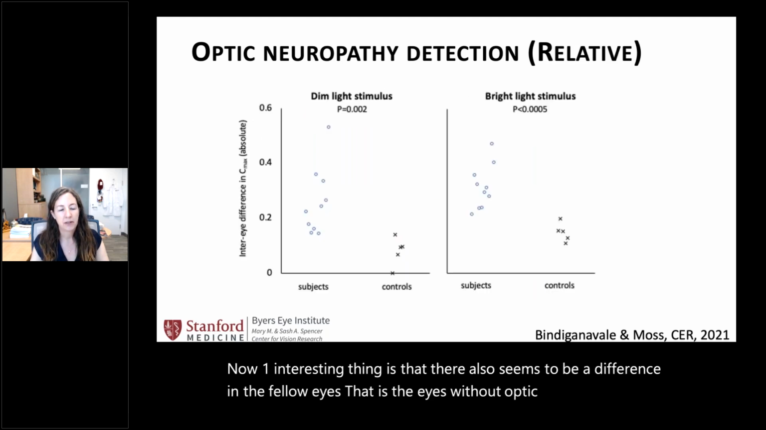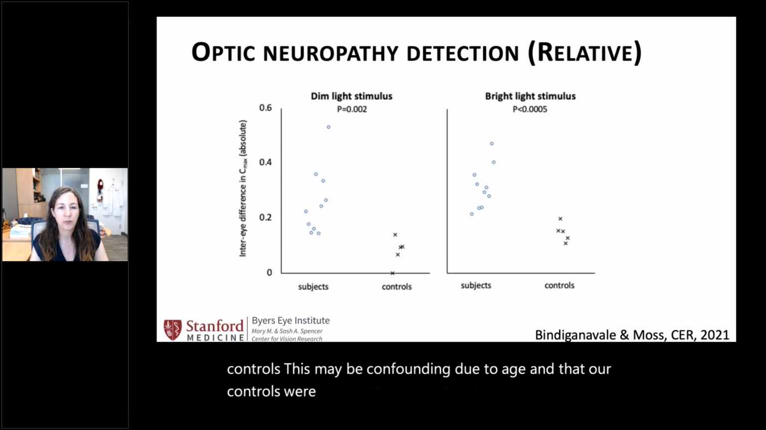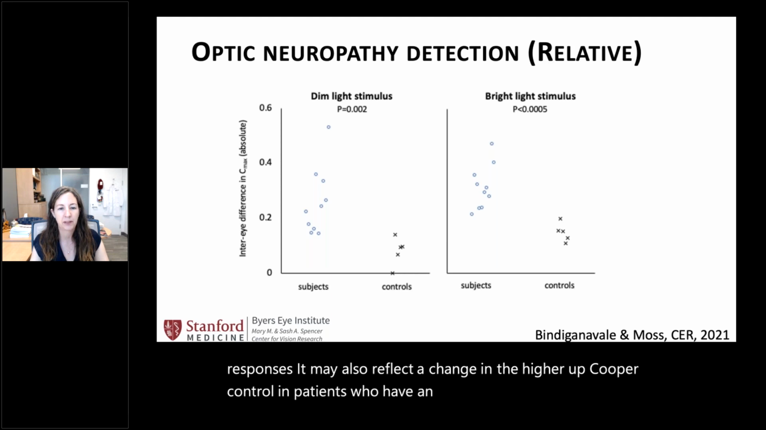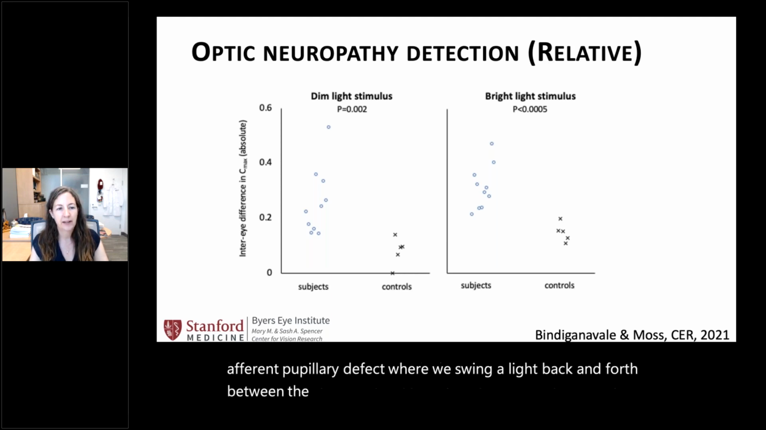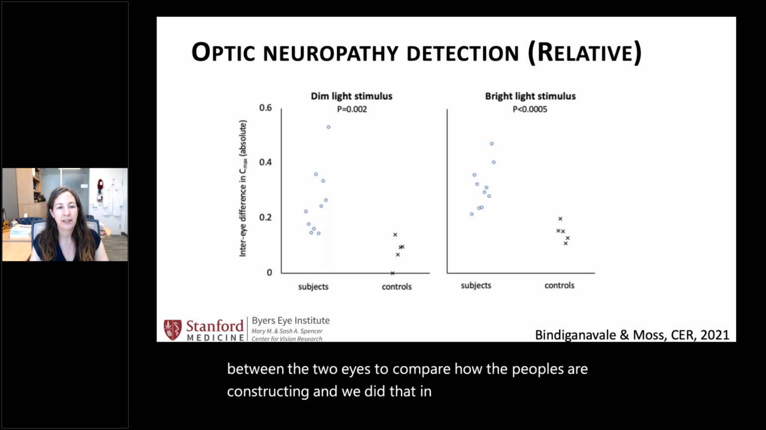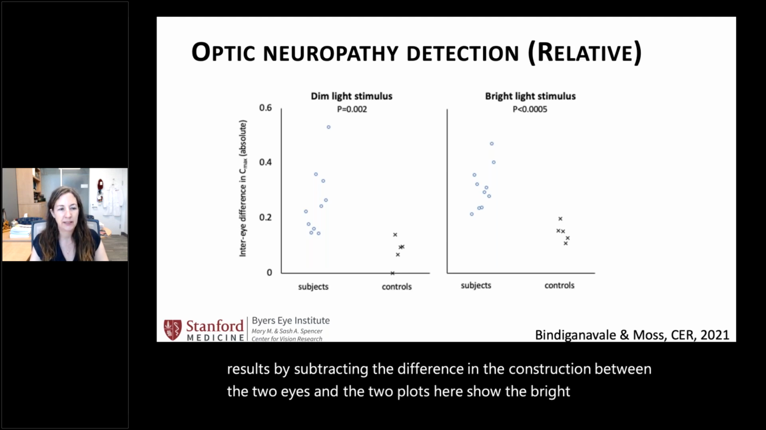Now, the clinical equivalent of this is something called the relative afferent pupillary defect, where we swing a light back and forth between the two eyes to compare how the pupils are constricting. And we did that in these patients using the Retival results by subtracting the difference in the constriction between the two eyes. And the two plots here show the bright light stimulus and the dim light stimulus.